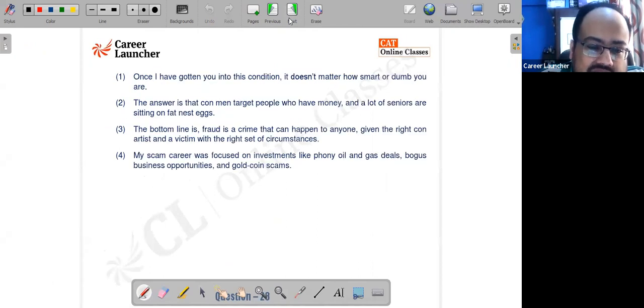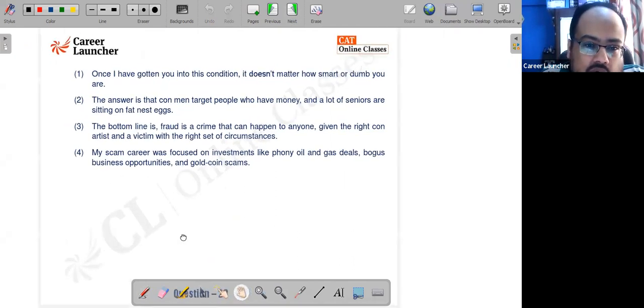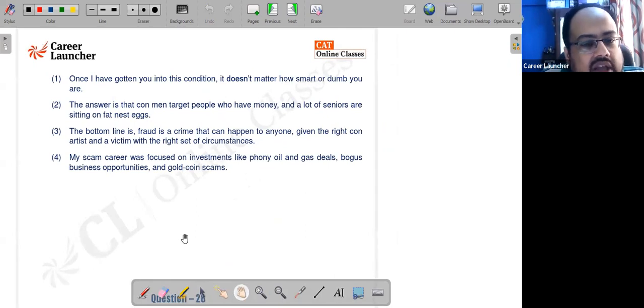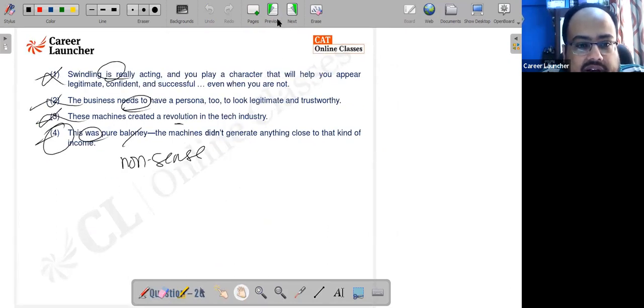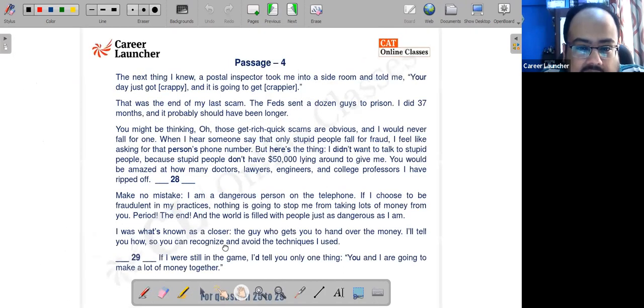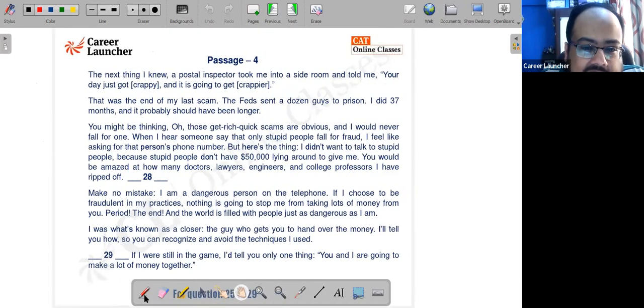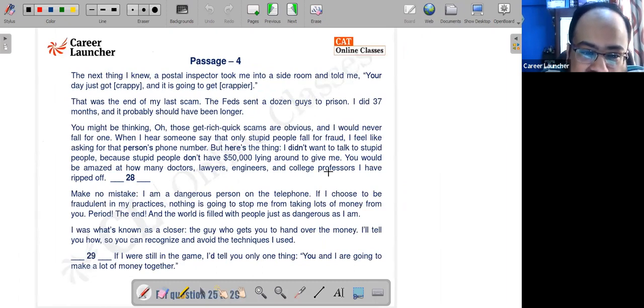Question 28, I guess this was a simple question. Not a lot of you got it correct in the first go, but on the whole, if you ask me, this was a simple question. Let's have a look at where 28 is given here. It says you would be amazed at how many doctors, lawyers, engineers, and college professors I have made a fool of. Ripped off is made a fool of. So this person is saying that I have been able to cheat people across professions. I have been able to cheat doctors, lawyers, engineers, college professors. That is what this paragraph says.